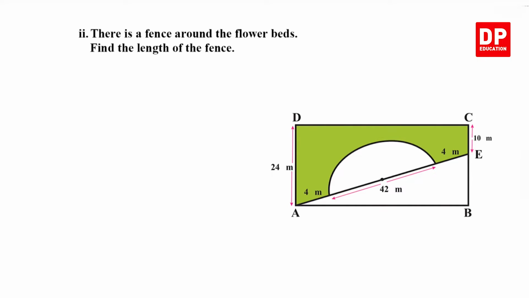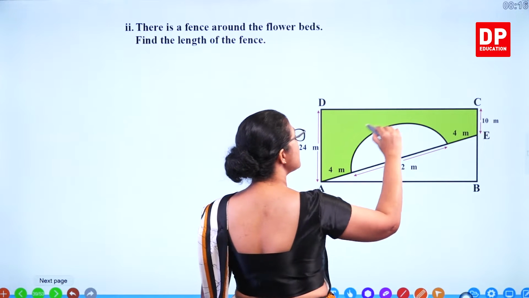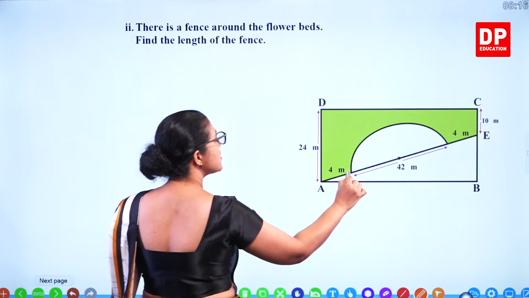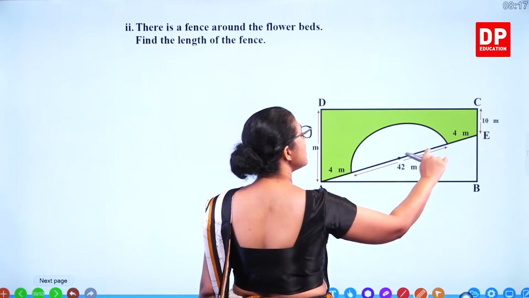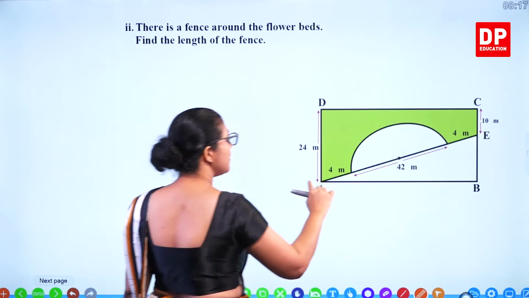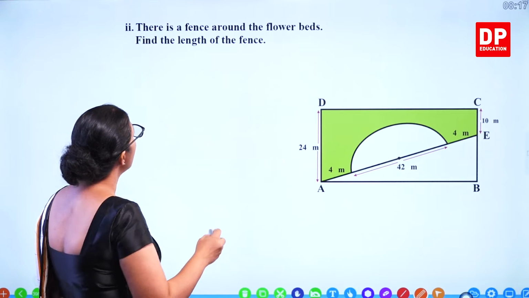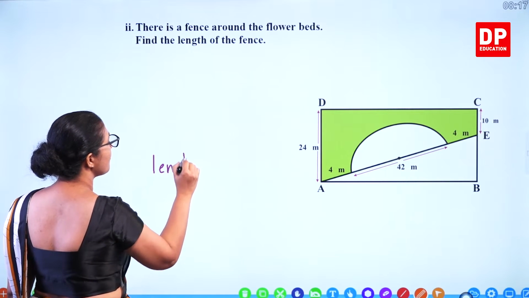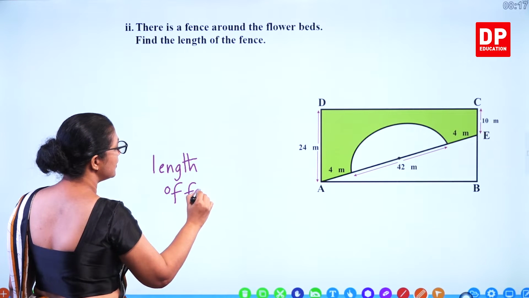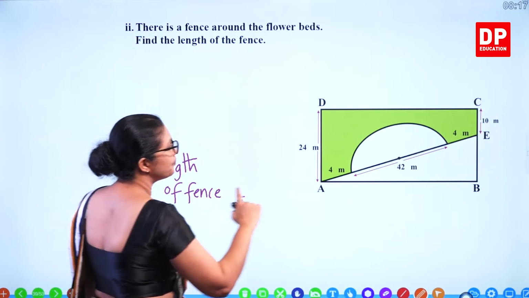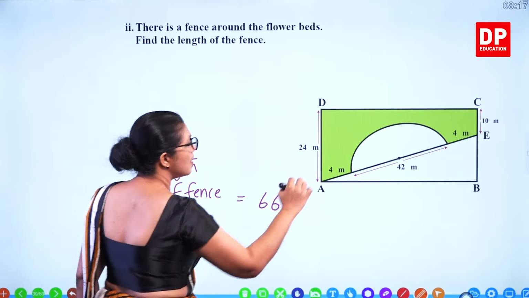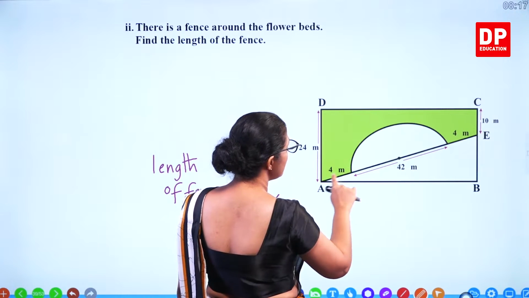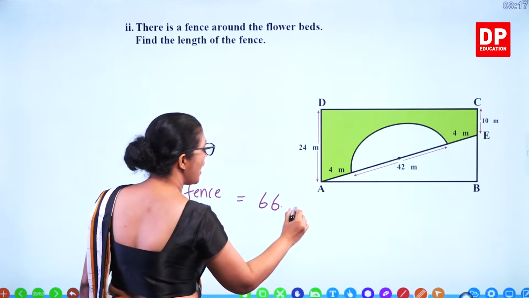Next part. There is a fence around the flower bed. Find the length of the fence. Here flower bed means this part around this unshaded part. So you don't need this way. Arc length here and these lengths. So I can write length of the fence is equal to, now we found out this is 66 for this part. It says 4 meters here, 4 meters there. So 8 meters.